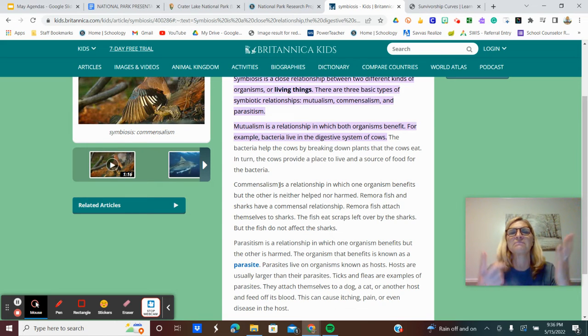Now, commensalism is a relationship in which one organism benefits, but the other one isn't helped, it isn't harmed. It's just okay. So an example of this, like they've used in this example here, is the remora fish and sharks. So you know those little fish that swim around the shark and they kind of attach to the shark and they get protected, and then they eat the leftover fish bits from the shark. The fish benefits from the shark, but the shark doesn't get harmed or helped. That's called commensalism.